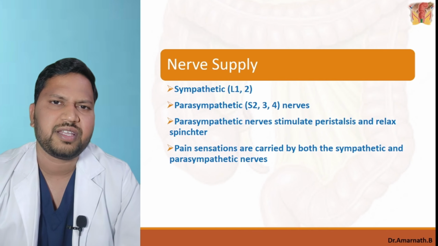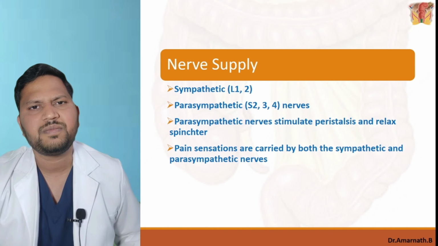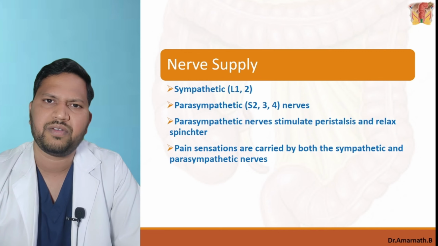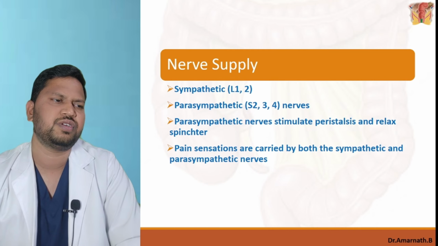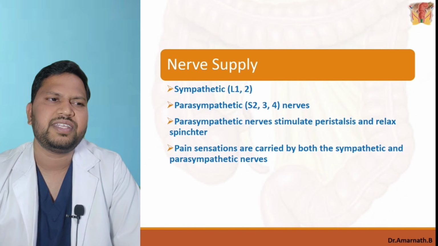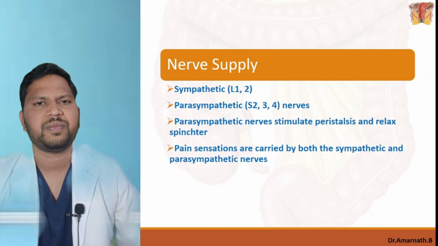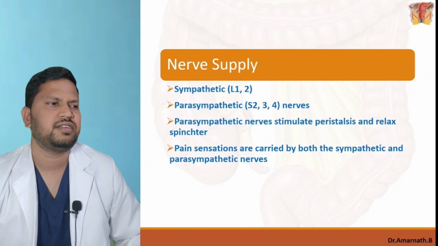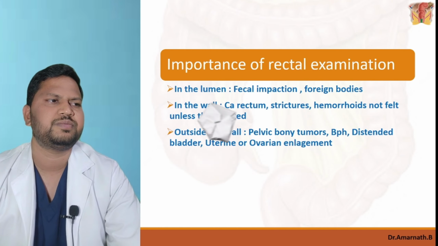Coming to the nerve supply of the rectum, since it is from the autonomic nervous system, it consists of the sympathetic supply and parasympathetic supply. The sympathetic nerves that supply are lumbar 1 and lumbar 2, whereas the parasympathetic nerves are S2, S3 and S4. Parasympathetic nerves stimulate peristalsis and relax the sphincter, which results in defecation, whereas the sympathetic nerves do the vice versa, that is, they make the sphincters constrict. Pain sensations are carried by both sympathetic and parasympathetic nerves.